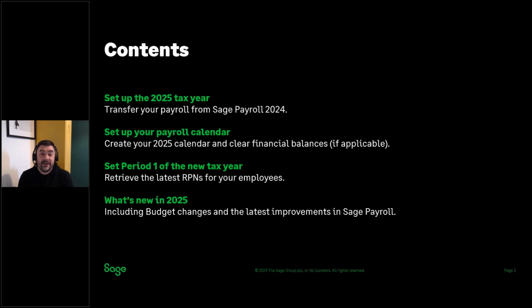We'll then look at setting period 1 of the new year and retrieving the latest RPNs from Revenue so that you can import the latest tax credits and cut-off points in line with the budget changes. And then we'll finish the webinar today by running through what's new for 2025, including those key budget changes and some of the improvements that you'll find in the latest version of Sage Payroll.